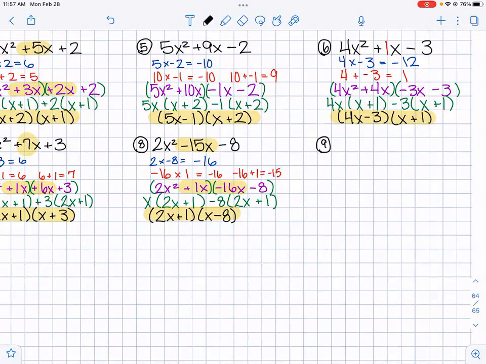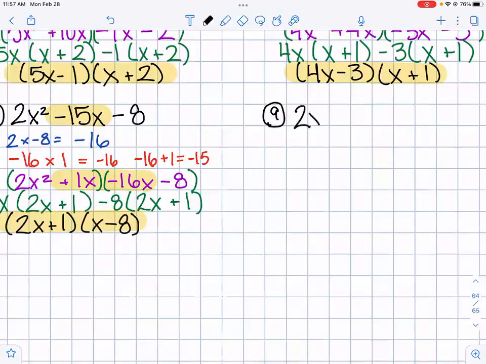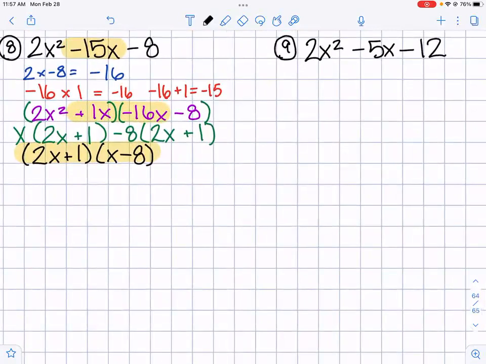Why don't you try this one on your own? 2x squared minus 5x minus 12. Try that one out. See what you can do. I think you can get that. I'll give you some time.